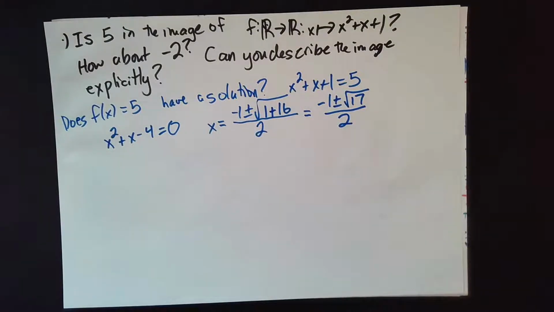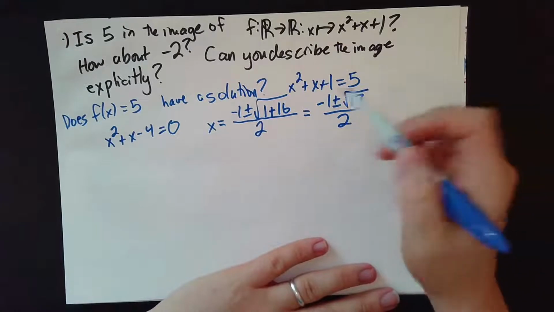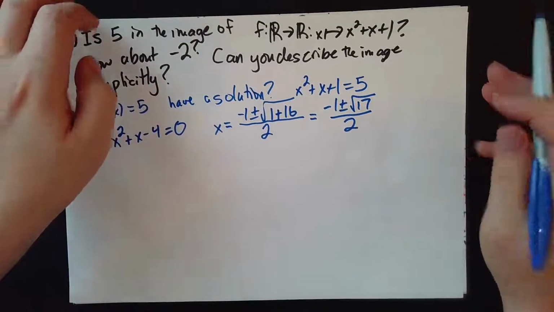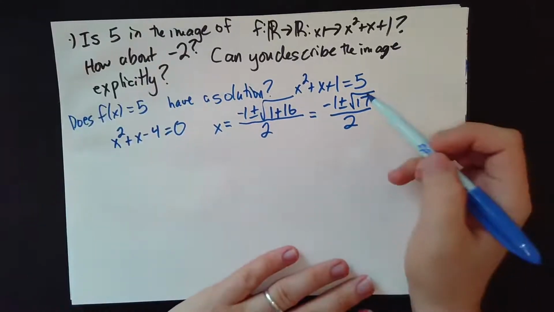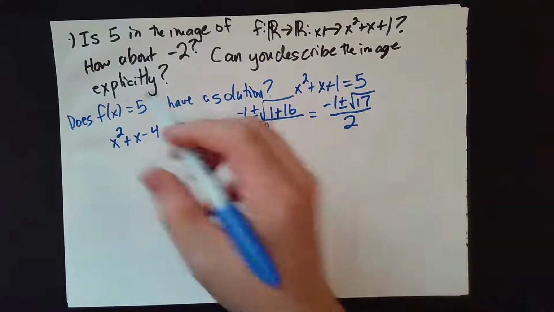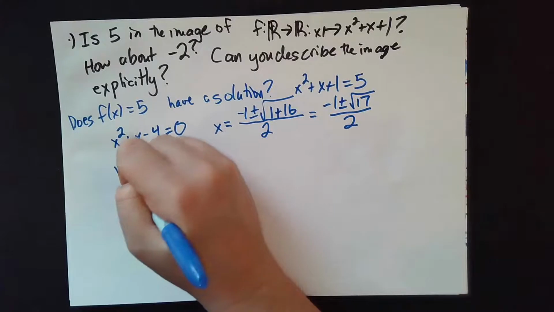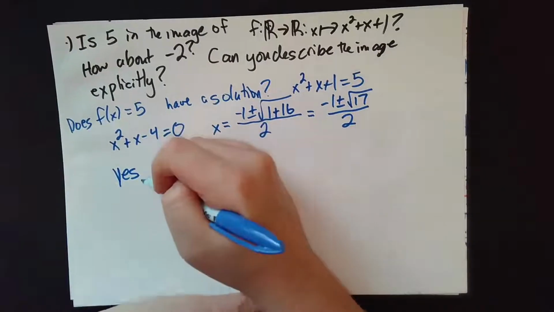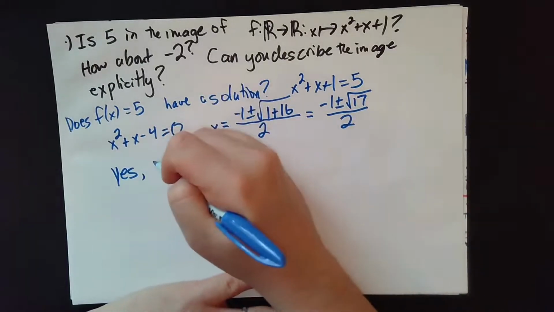And so, because this is a real number, and because the quadratic formula always gives us roots if the thing has a root, that tells me that yes, 5 is in the image. And it's in the image because f of one of these numbers is 5.